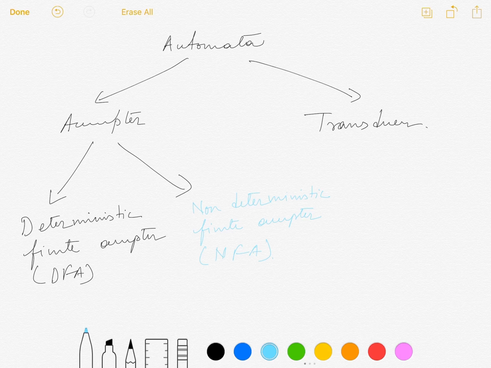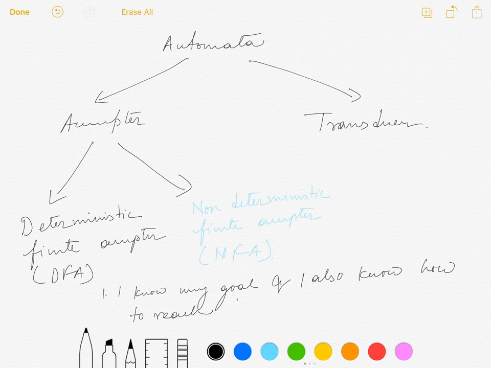Now, what is the difference between deterministic finite acceptor and non-deterministic finite acceptor? What is the main function of an automata? It is taking an input, processing that input and showing the output. That means showing the output means it is reaching some goal. Now, if I know my goal and I also know how to reach my goal, that means with some definite finite number of steps I can reach that goal, then it is called DFA. Means I know my goal and I also know how to reach the goal.